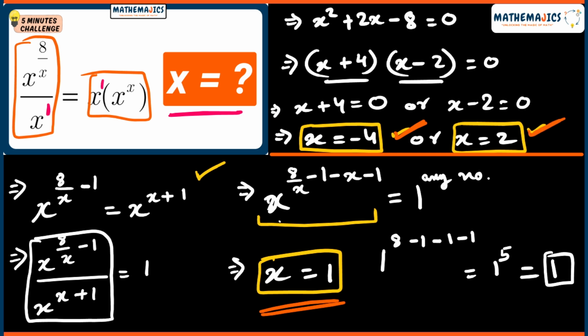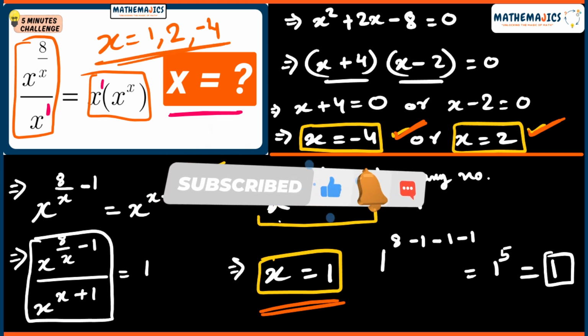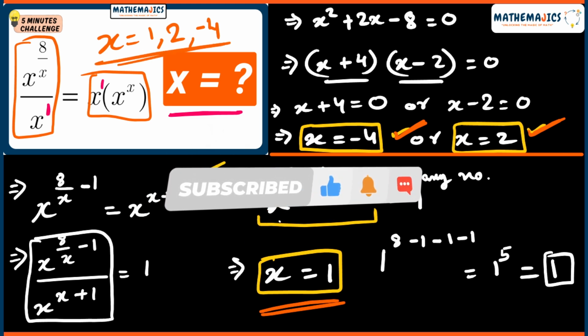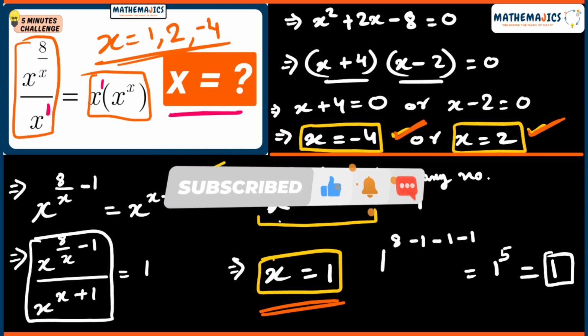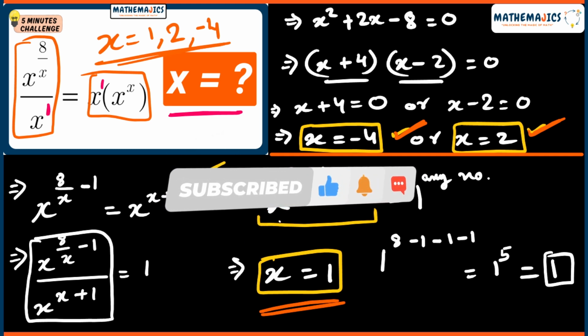Please do not stop at these two values only, x equals negative 4 and x equals 2. You please think carefully that x equals 1 is also possible. So these are the three possible values of x: 1, 2 and negative 4. I hope you enjoyed the solution and saw how tricky it was, that you can leave out one value of x. So let's meet in the next video. Till then, bye bye.